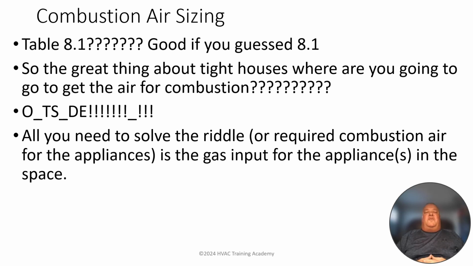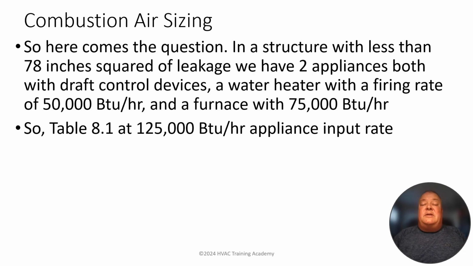So where are you going to go to get your air for combustion? I say tight house, you say outside. So really at that point, all we need to do is figure out what the appliance input is in that space. So the next question: in a structure with less than 78 inches squared of leakage, two appliances both with draft control devices, a water heater at 50,000 and a furnace at 75,000. So table 8.1 at 125,000 BTUs per hour appliance input burner rate.